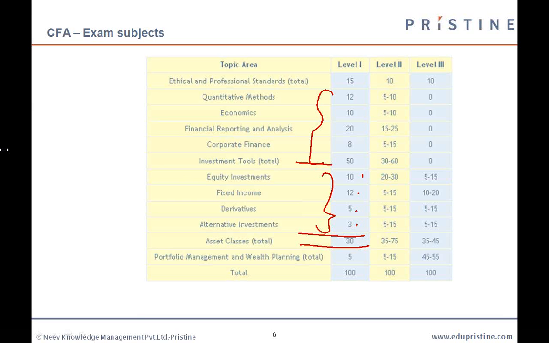Sunias has a question: then how come 120? Sunias, we are not talking about the number of questions, we are talking about percentage weight. So 50% weight is given to investment tools. 50% means if you get 120 questions in the morning, 50% of them, 60 questions, will come from investment tools. So it's percentage weight, not number of questions.